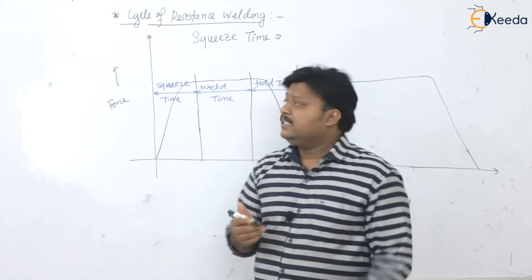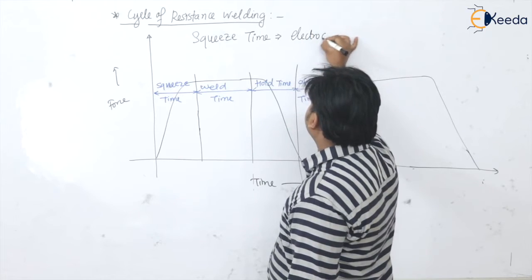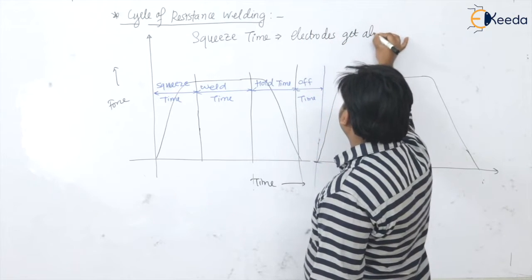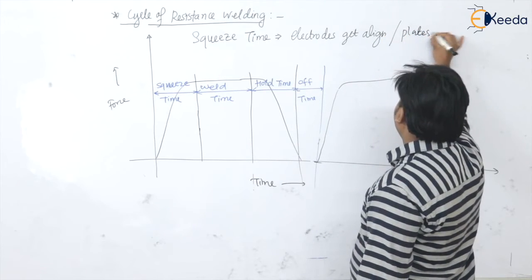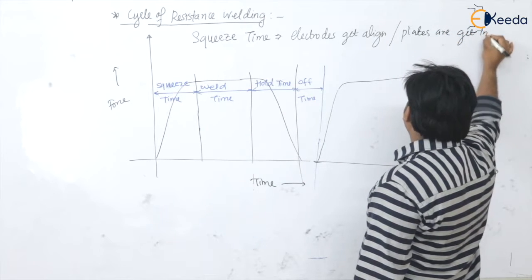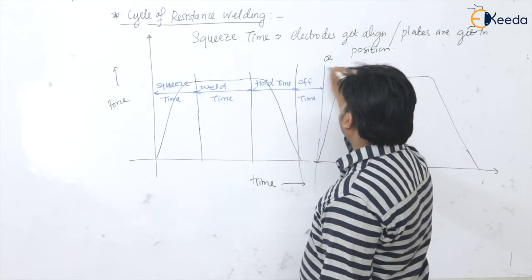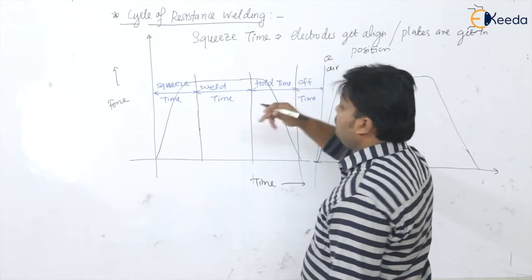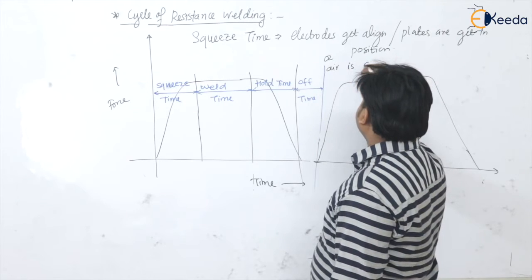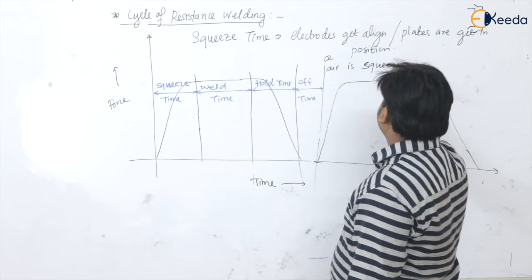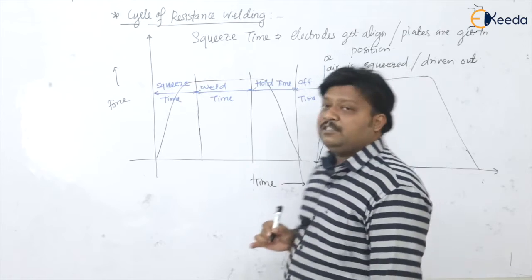So you can simply write: the time during which the electrodes get aligned or the plates get in position, or squeeze time is the time during which the air present between the joint is squeezed or driven out. Okay, so this is the squeeze time.